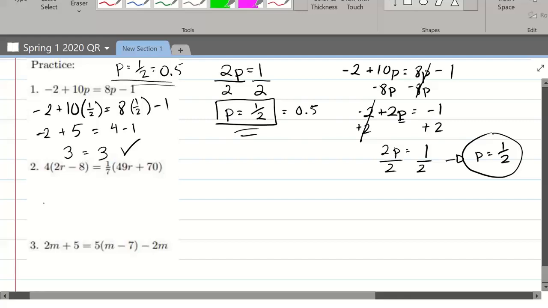P is equal to half, right? That's a way you could check, right? So this is your check process. Next, let's go into our next question, question 2.